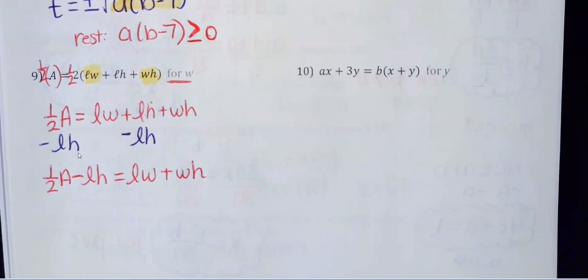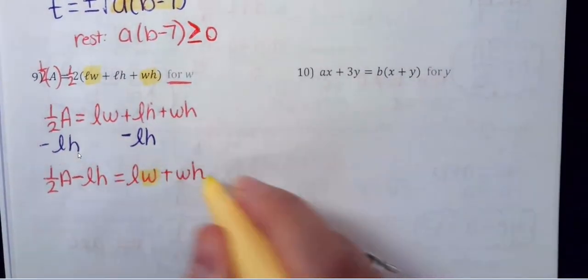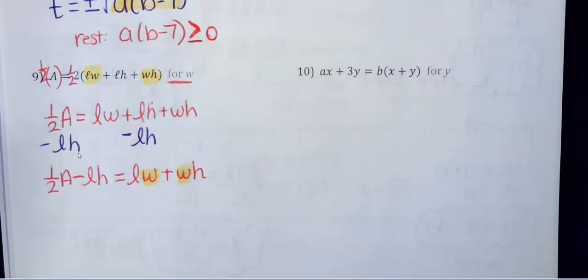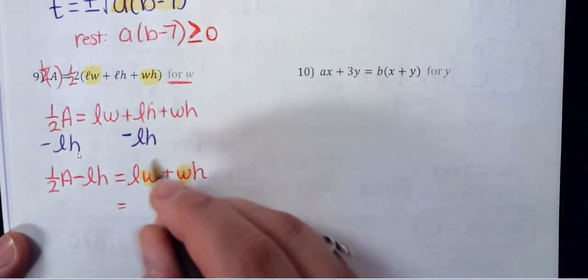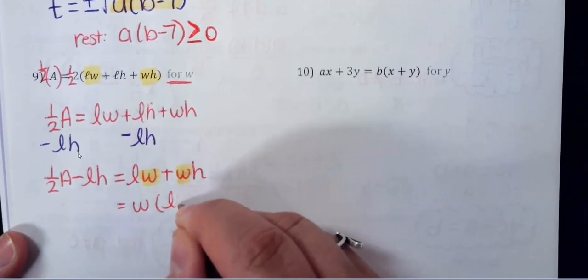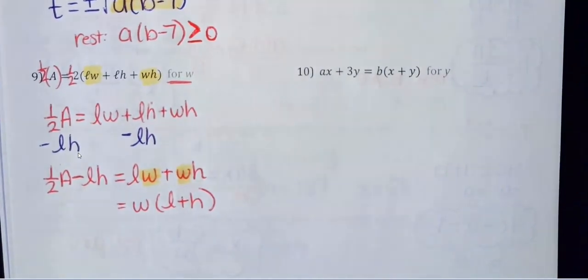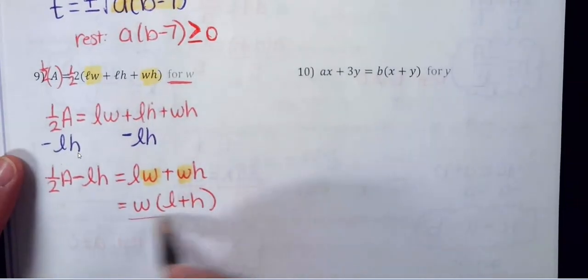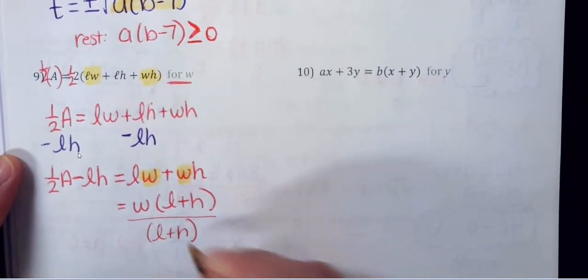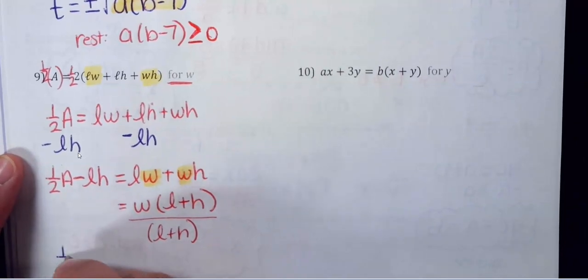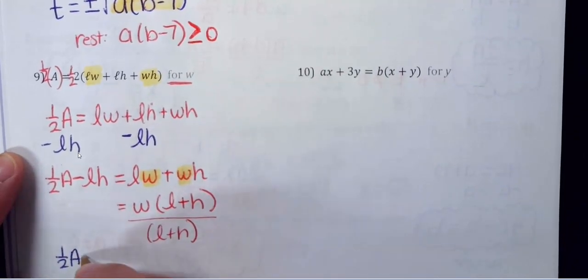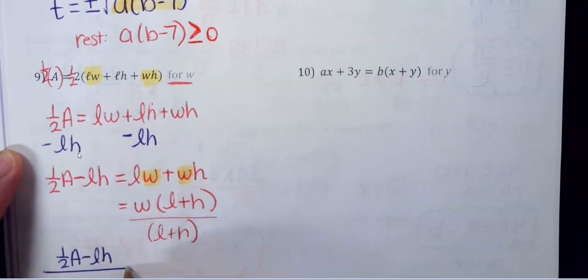And then what I'm going to do there, very similar to some of the questions we had at the top of the page. Both of these have a greatest common factor of W. So you're going to pull that out in front. So this would be W. And then L plus H would be left in parentheses. And I know this looks super complicated, but we're going to divide both sides by L plus H. All right, so I would have 1/2 times A minus LH, the whole thing, over L plus H.